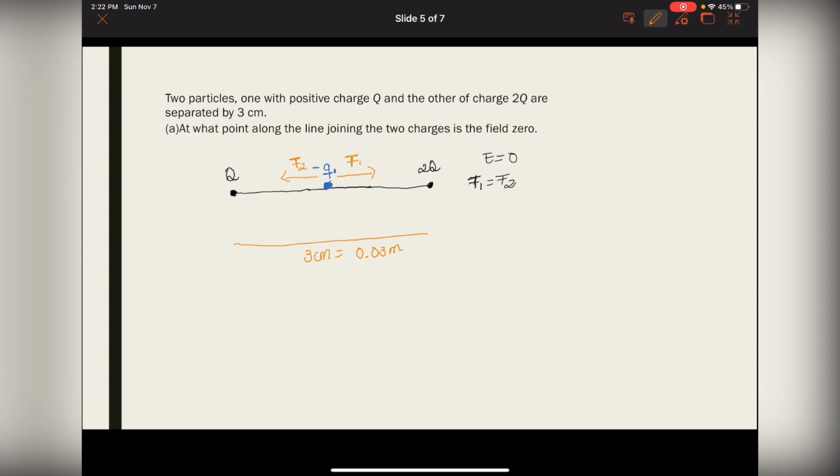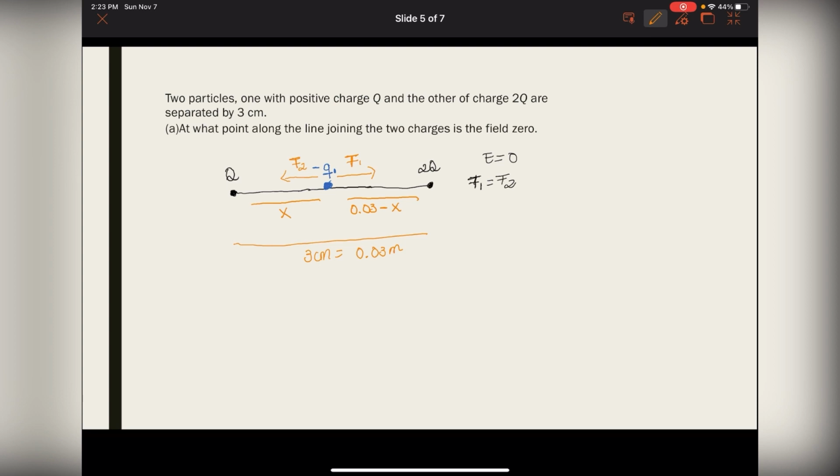So because of this, we can say that the distance between Q and Q prime is x. And the distance between Q prime and 2Q is 0.03 minus x. Now, if the system is in equilibrium, force 1 equals force 2.